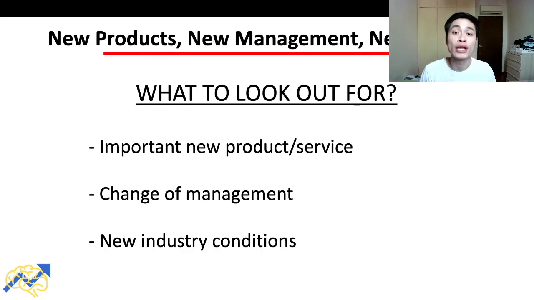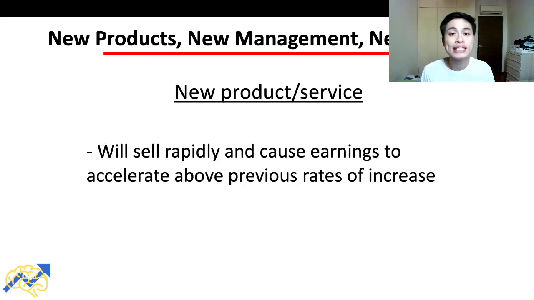What we have to look out for in a company is that the company is introducing important new products or services. Or it can be a change of management or even new industry conditions. So the best is that the company is showing all of these 3 signs. But minimally, we want to see the company or the stock showing at least one of these signs. The reason why we want to see a company introducing a new product or a new service is because this important new product or service will sell rapidly, which will cause earnings to accelerate above previous rates of increase.